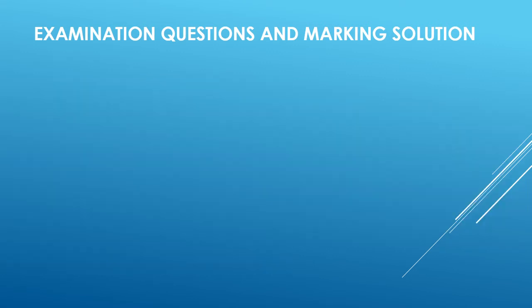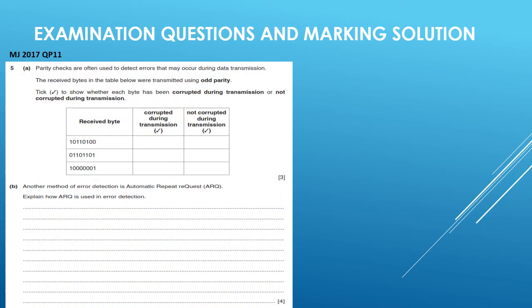Let's solve another example. This is question number 5 from the May-June 2017 paper. Question paper variant is 1-1. Question statement A part: parity checks are often used to detect errors that may occur during data transmission. The received bytes in the table below were transmitted using odd parity. Tick to show whether each byte has been corrupted during transmission or not corrupted during transmission.